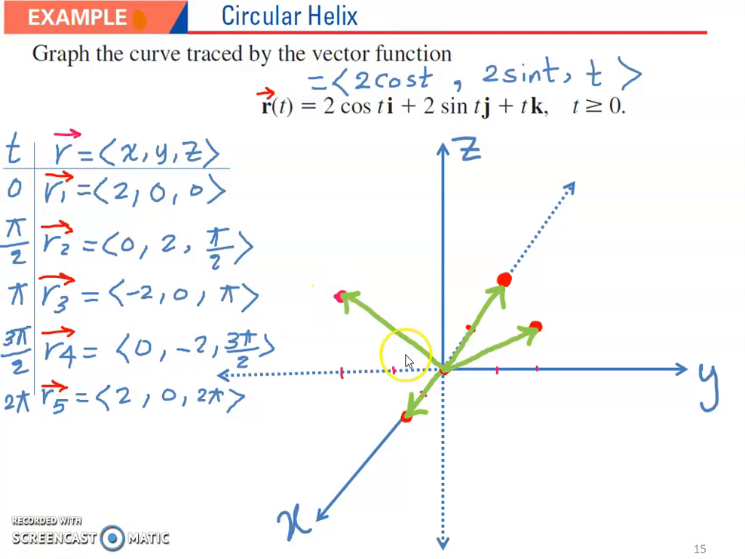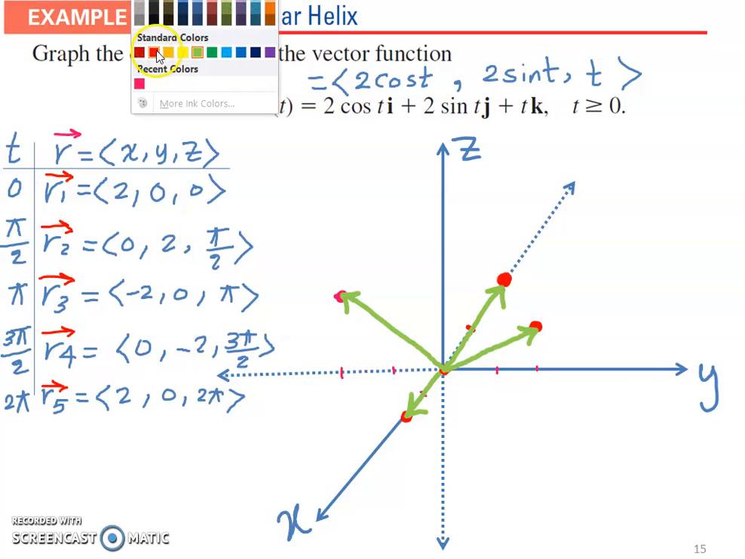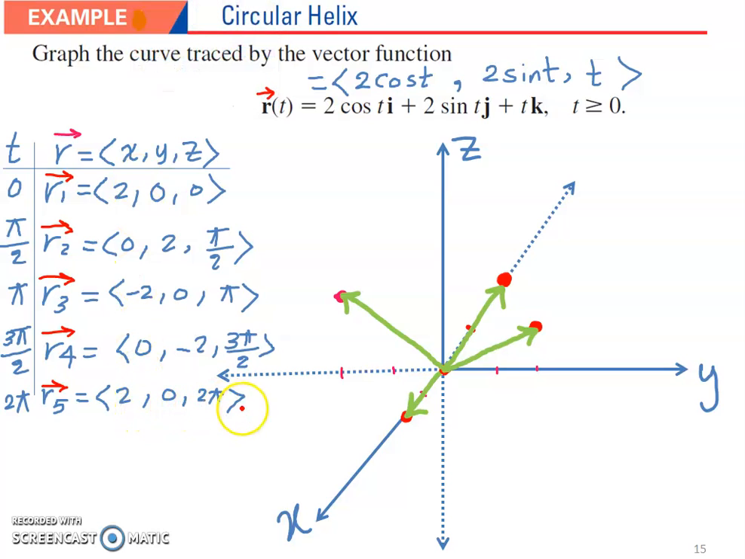And this is R4. R5 is at the point 2 from x and 0 from y and 2 pi. So this is 2 from x, 0 from y, and it will be around here, because this is 2 from x, so it will be here with 2 pi. And this will be vector R5.